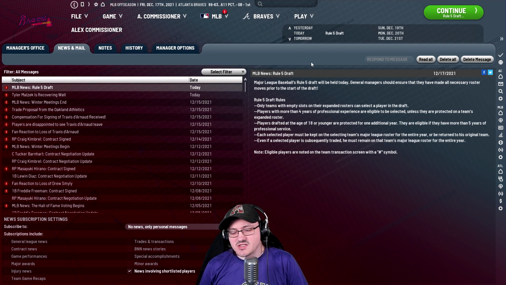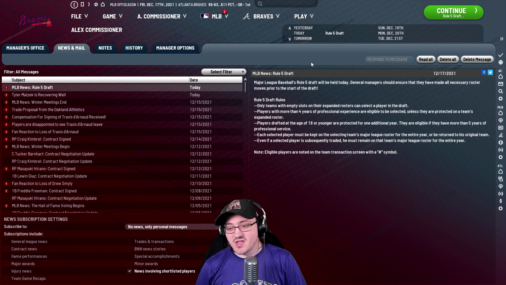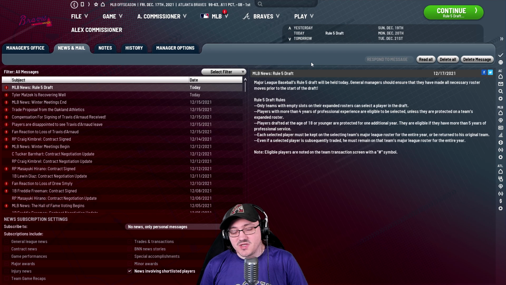Players drafted at the age of 18 or younger are protected for 1 additional year. They are eligible if they have more than 5 years of professional service, not major league service, just professional service. So that includes minor leagues. Each selected player that you get from the Rule 5 draft must be kept on the selected team's major league roster for the entire year, or if they don't want the player anymore, they have to be returned to the original team the player was picked from.